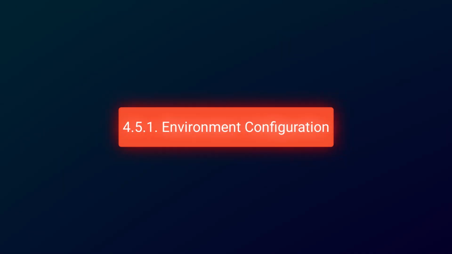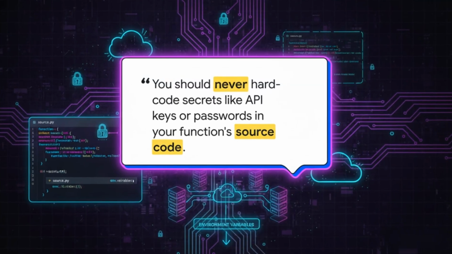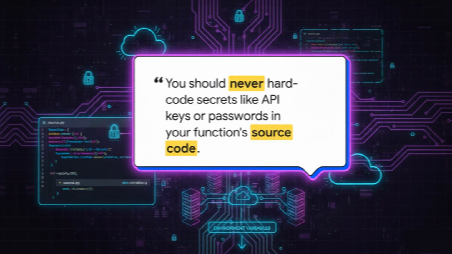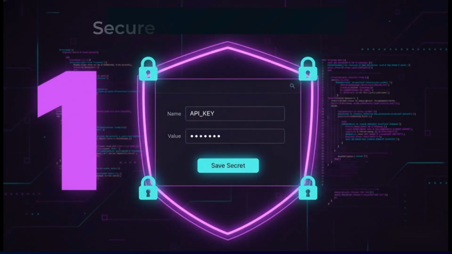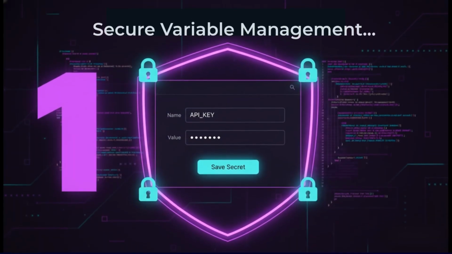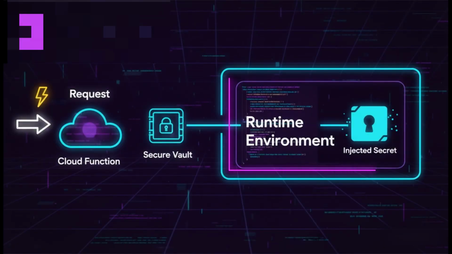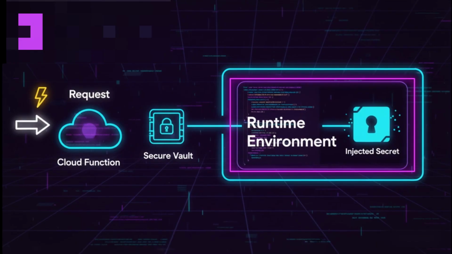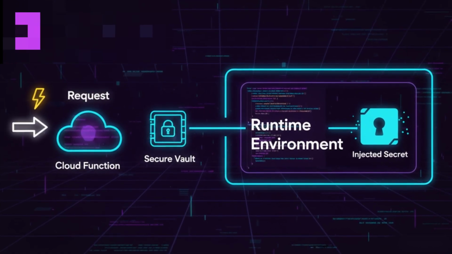Advanced Cloud Functions and Security. Environment configuration. You should never hardcode secrets like API keys or passwords in your function source code. Instead, you should store them as environment variables. Cloud Functions provide a secure way to manage these variables. When your function is executed, the environment variables are available, allowing it to access third-party services without exposing sensitive information.